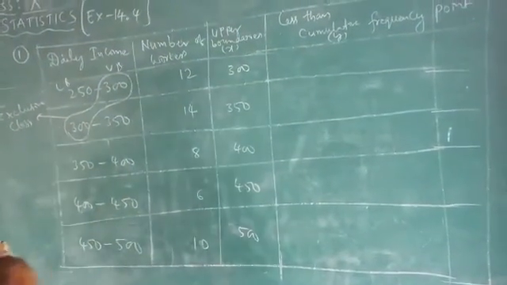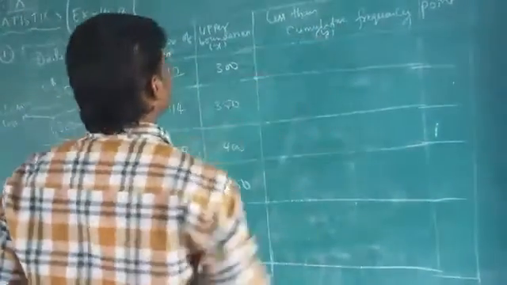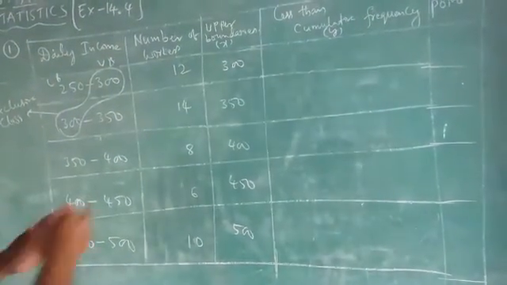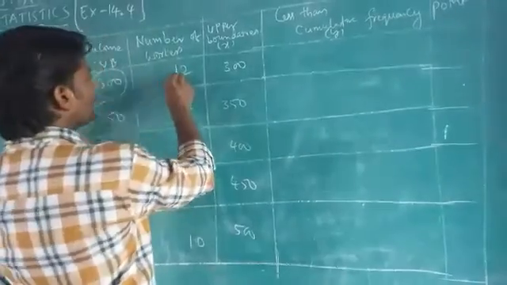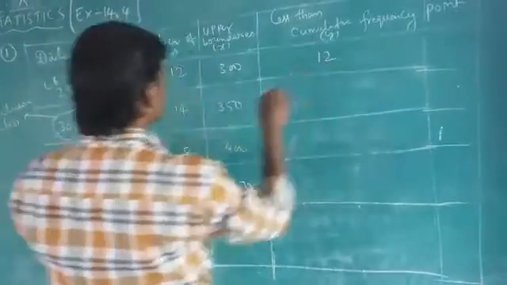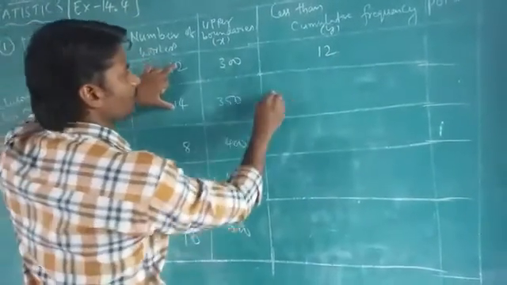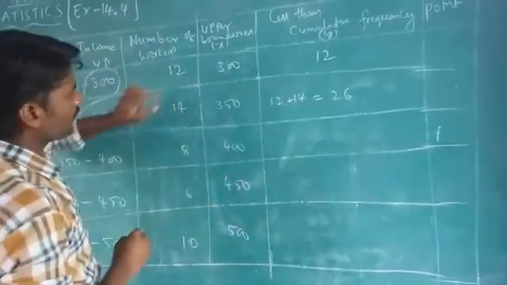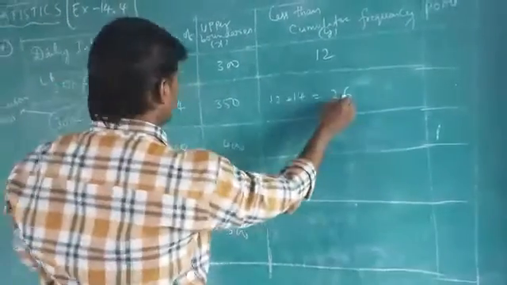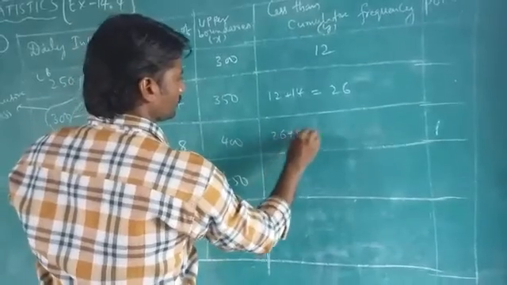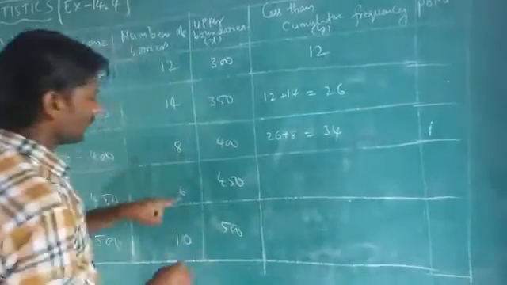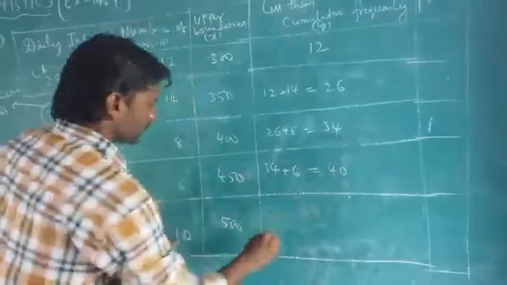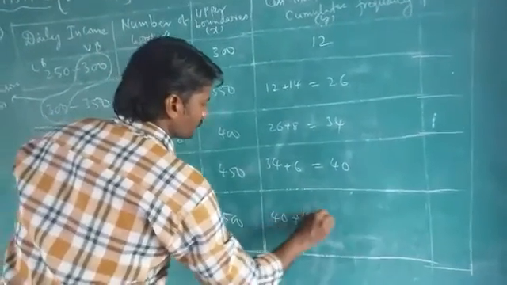Now coming back to less than cumulative frequency. How to find this one? We did many median problems the same way. The first number is 12, as written. Next add 12 plus 14, that is 26. Then 26 plus 8, that is 34. 34 plus 6, that is 40. 40 plus 10, that is 50.